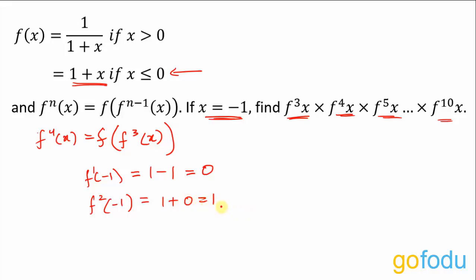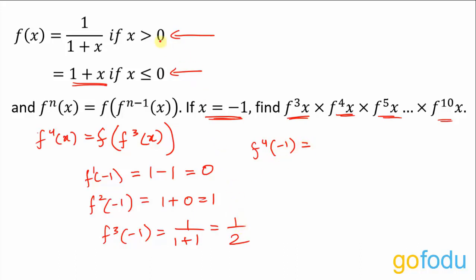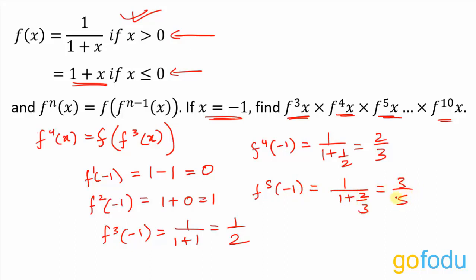Now our input is greater than 0, so we'll take this branch now. f3 of minus 1 will be 1 upon 1 plus 1, that is 1 by 2. f4 of minus 1 will be, now this 1 by 2 is again greater than 0, so we'll move with the first branch. 1 upon 1 plus 1 by 2, that is 2 by 3. f5 of minus 1 will be 1 upon 1 plus 2 by 3, that is 3 upon 5. Similarly, f6 of minus 1 will be 1 upon 1 plus 3 upon 5, that is 5 upon 8.